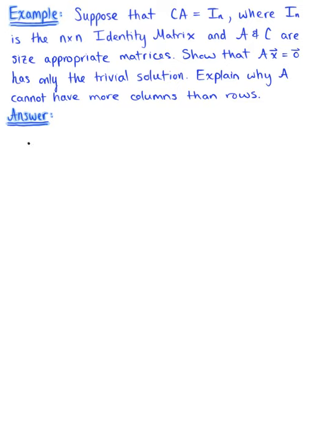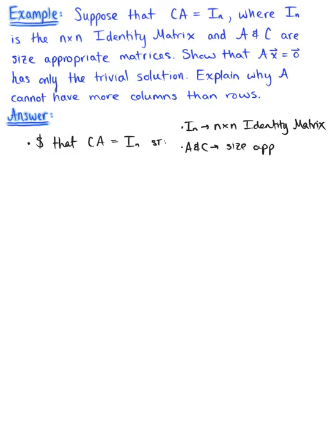So here we go. We want to begin by supposing that matrix C times matrix A is equal to I sub n, such that I sub n is the n by n identity matrix, and that matrix A and matrix C are size appropriate. So that's our initial assumption. And now, to begin, let's just consider the homogeneous equation.